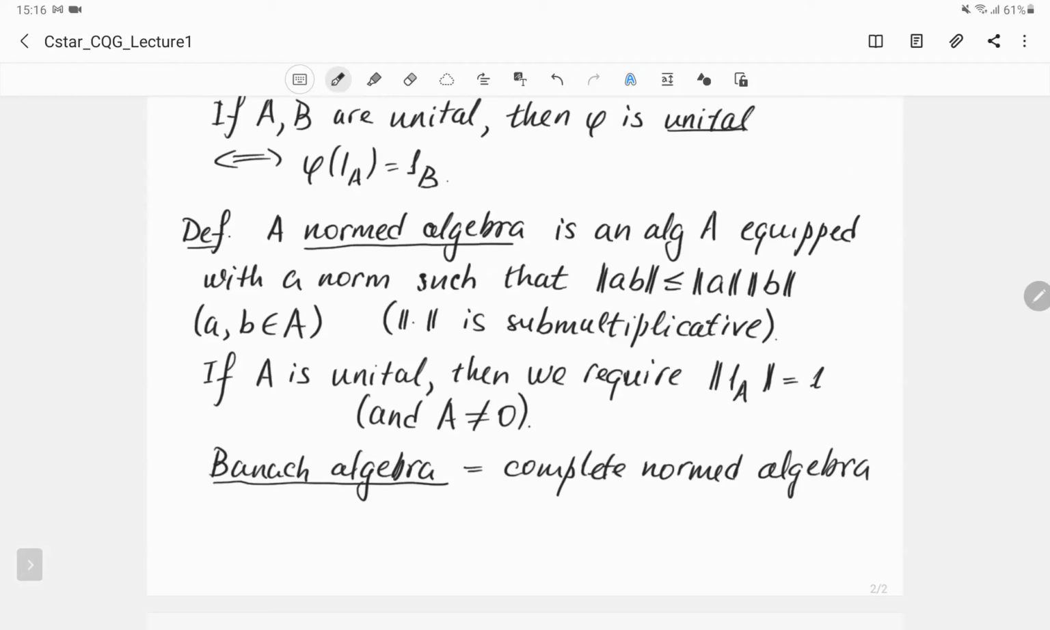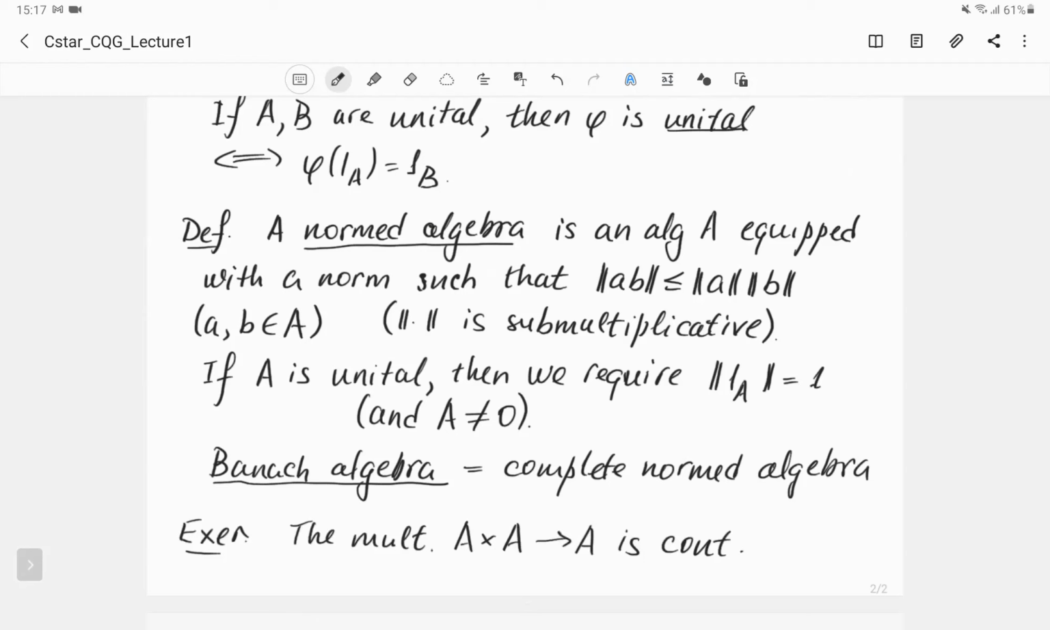A short comment about the definition. So what is the role of this submultiplicativity condition? Well, this condition easily implies, as a simple exercise, that the multiplication in each normed algebra is continuous. The multiplication is continuous. And in fact, a kind of converse is also true.